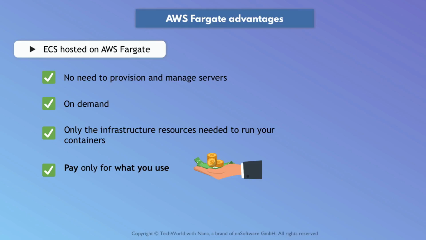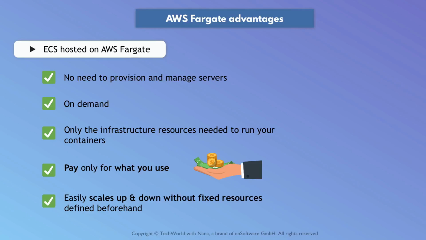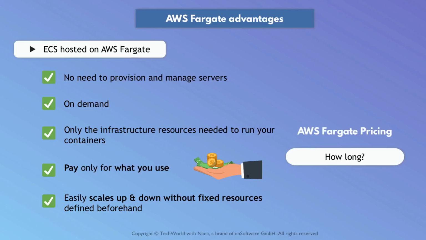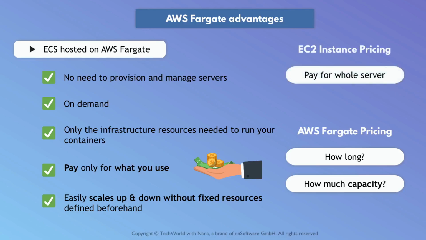That means you pay only for the resources that your containers are actually consuming. And it also easily scales without a fixed set of EC2 resources defined beforehand, since every new container gets new resources. The pricing is based on how long the container runs and how much CPU and memory was requested for that container. So for comparison, for EC2, you obviously pay for the whole server, even though you might not be running any containers on it or just a few. And for Fargate, you only pay for the resources that container is consuming.